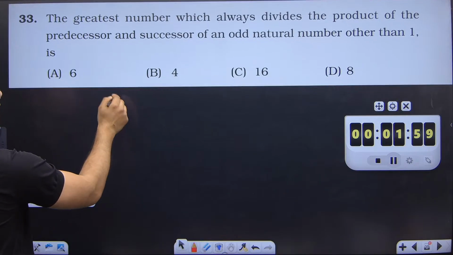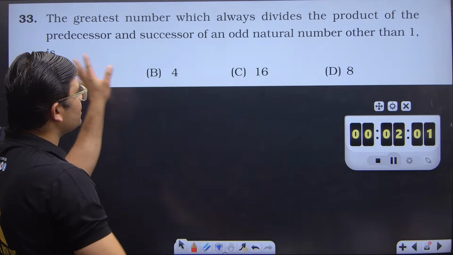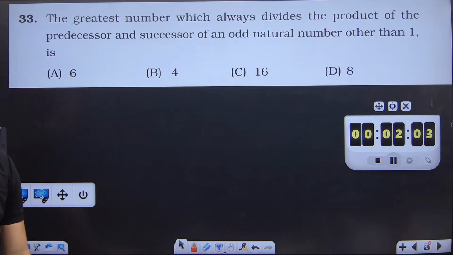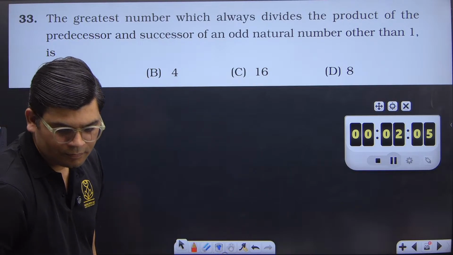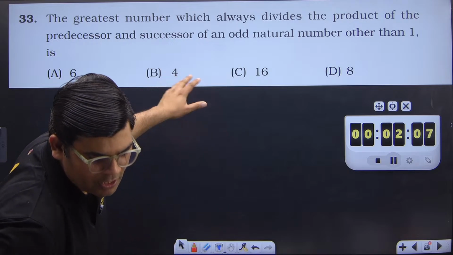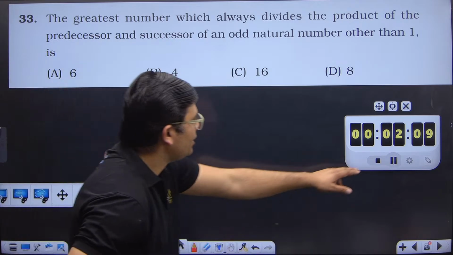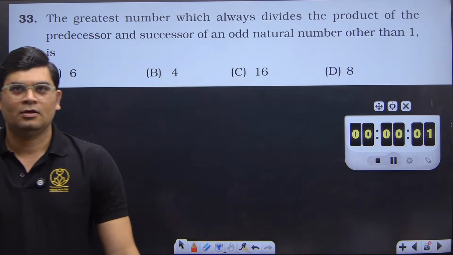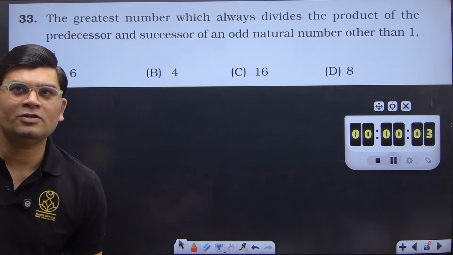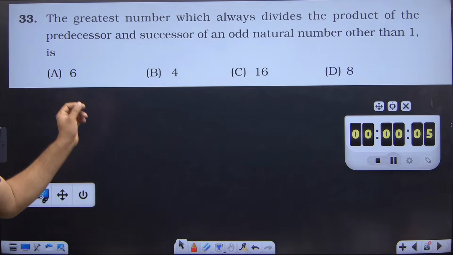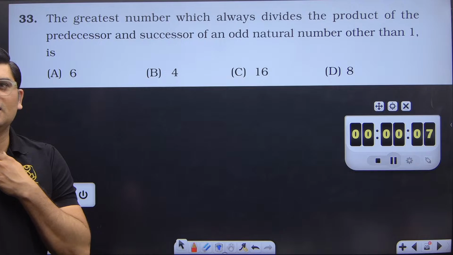Next question: the greatest number which always divides the product of the predecessor and successor of an odd number other than 1, बताओ। Let me know the answer for this, and again the time will be given only. The greatest number which always divides the product of predecessor and successor of an odd number other than 1.